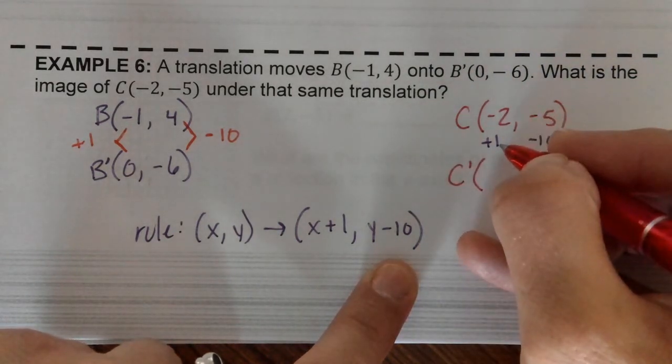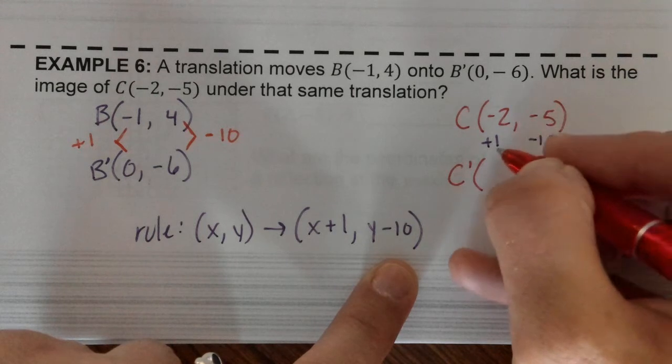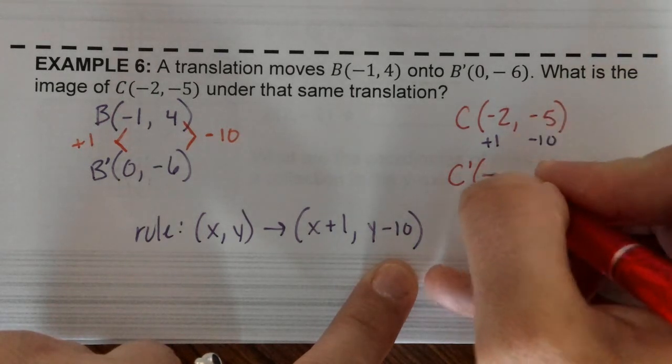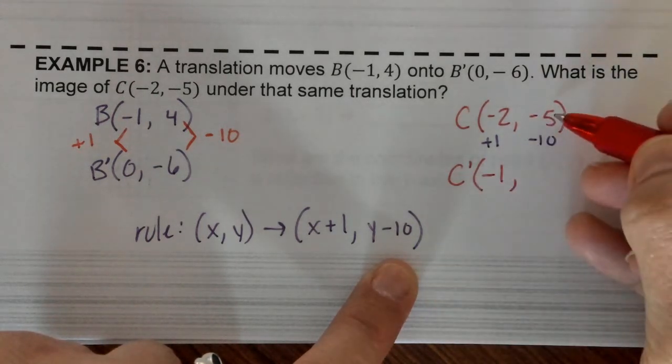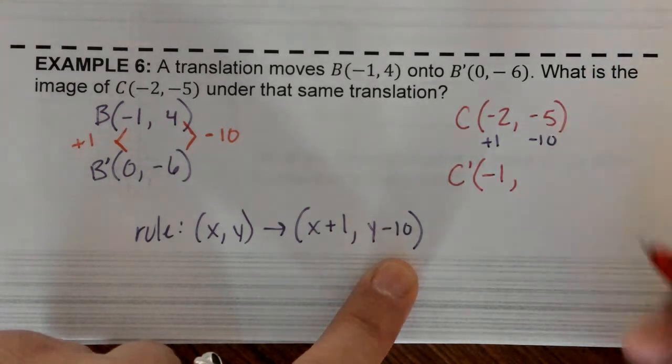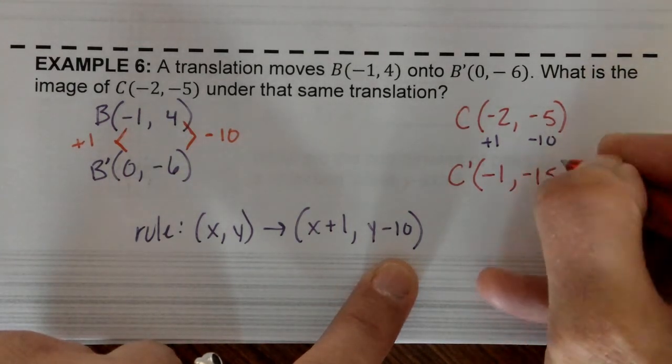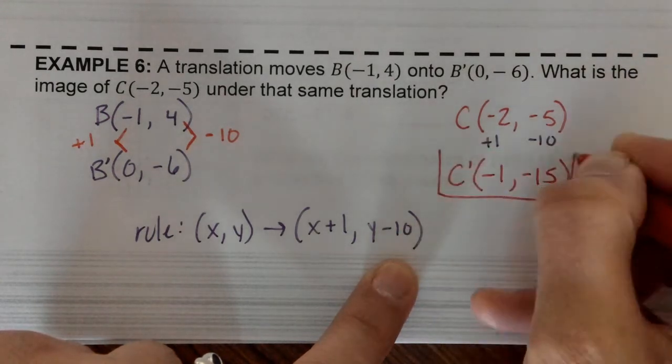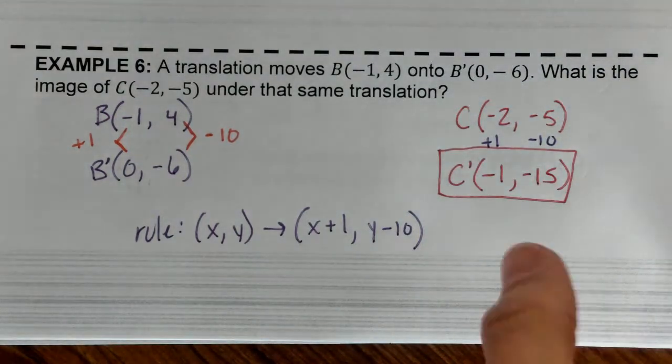-2, we're going to add 1, getting closer to the positive, so we're going to add 1 to the -2. We're going to get -1. We have a -5, we're subtracting 10 more, so we're going even further into the negatives, and we're going to get -15. All right? Reflections.